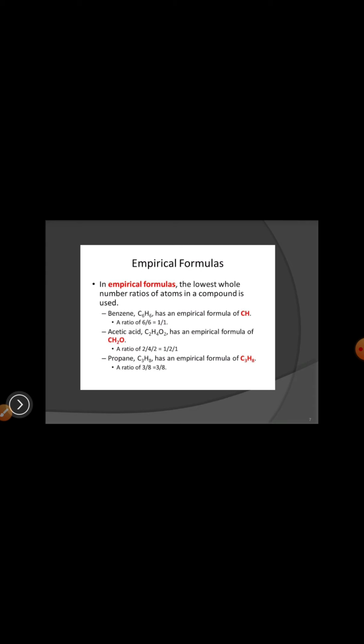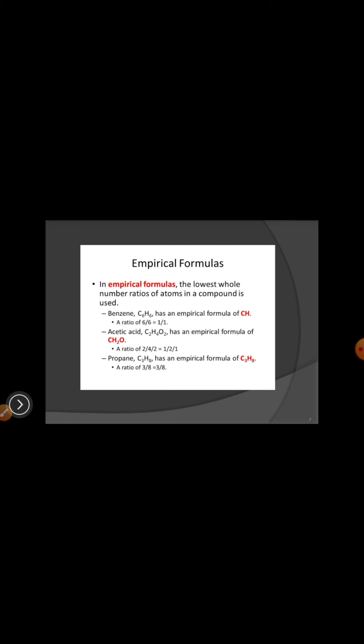The second example is acetic acid. The acetic acid formula is C2H4O2, and the empirical formula for acetic acid is CH2O. The ratio 2:4:2 is equal to 1:2:1. So we can write the acetic acid formula C2H4O2 as CH2O.